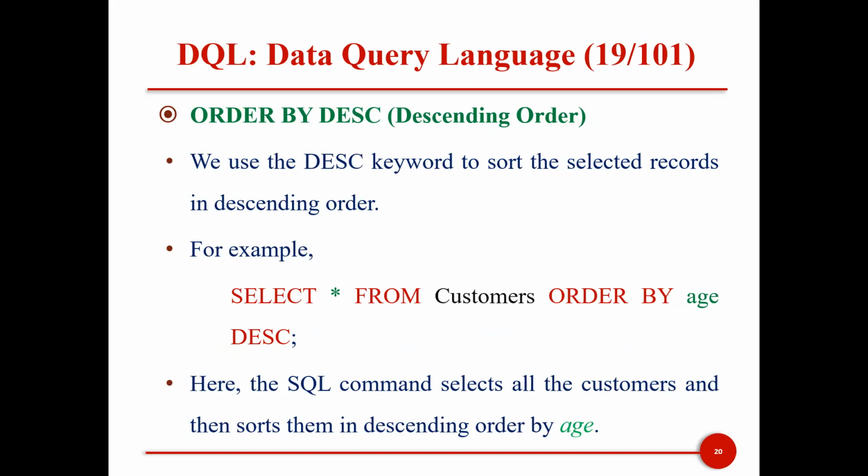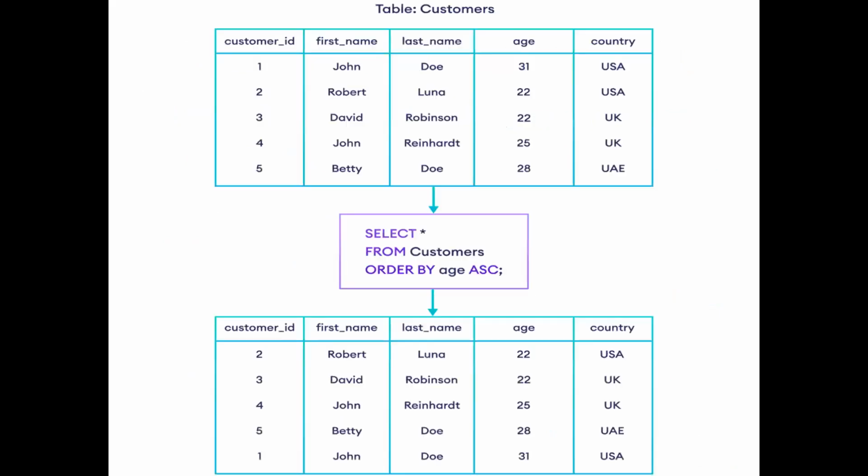We can also use the DESC keyword to sort the selected records in the descending order. For example, select all from customers, order by age in the descending order. Assuming that you come from this table, we want to select all the rows and columns from the table called customers, but you want to order by age in the descending order. Now, descending order means that you begin with the person who is older among the customers.